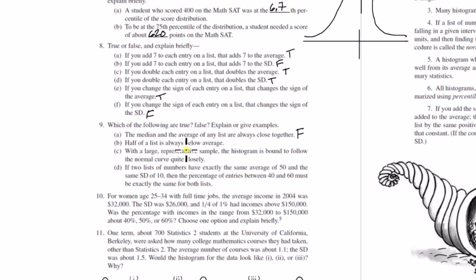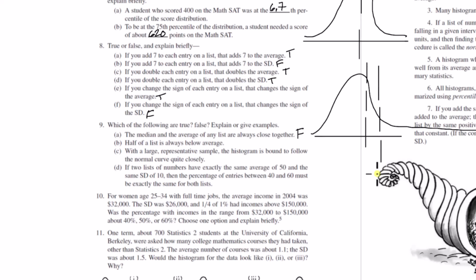Half of a list is always below average. Half of the data points. No, false. Because what we learned in the previous chapter was that if you have a histogram that's not symmetrical in this way, then the median will be somewhere here, and the average is going to have to be higher than the median, which means that more than half of the list is below average.